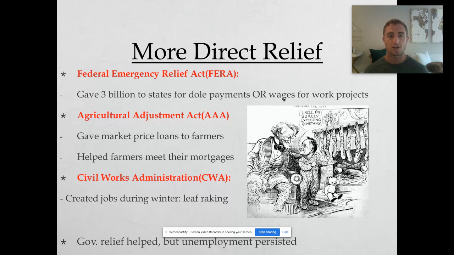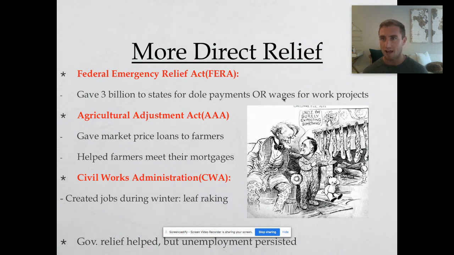The Agricultural Adjustment Act, which is giving loans to farmers. And then our Civil Works Administration, think of a cold winter. These are creating jobs during the winter time, some of them like leaf raking. Obviously, some of these laws are going to be criticized as make-work projects, especially by richer Americans that are saying, why are our hard-earned tax dollars, the money that we're paying taxes for, going to create jobs for the unemployed for leaf raking? And so he's going to have his critics.